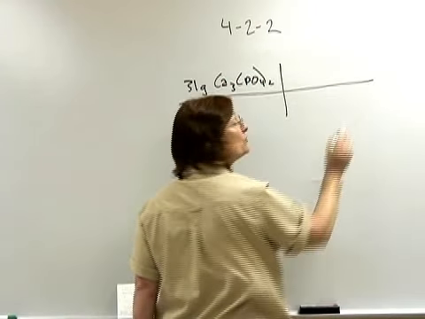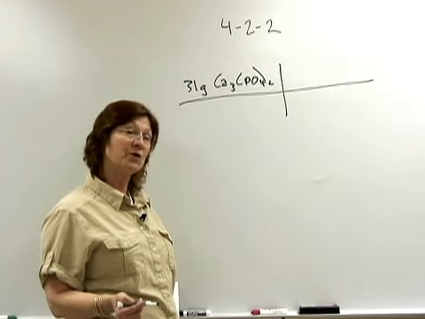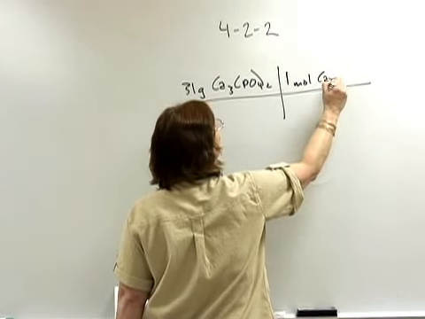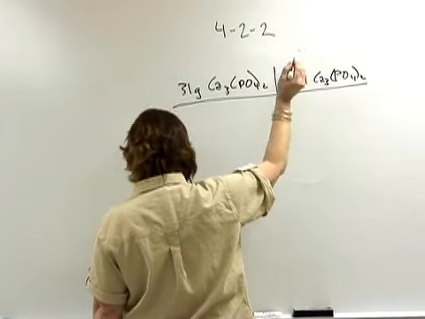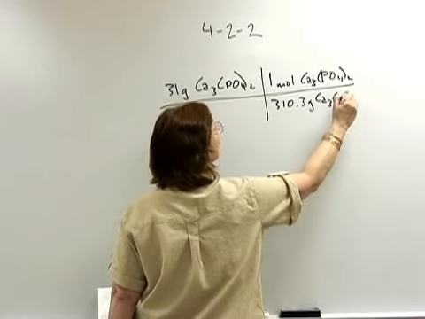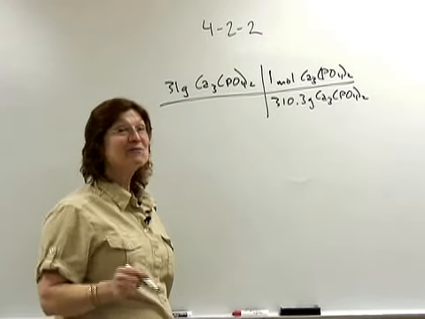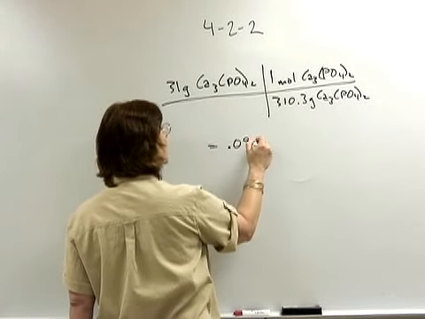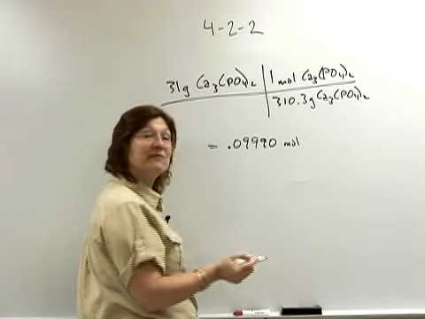And I'm going to change my grams to moles because I want to get molarity. And molarity is moles per liter of solution. Well, 1 mole of calcium phosphate has a mass of 310.3 grams when I add up the AMUs correctly. You have to be careful with that. Well, this gives me 0.09990 moles of the calcium phosphate.